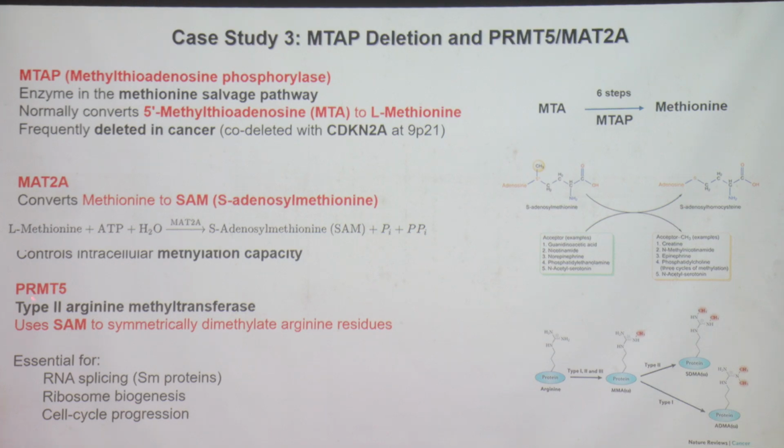Okay, so PRMT5 uses SAM because it is a methyl donor, and look at the arginine side chain. It adds the first methyl group, the second methyl group here, right? It could be a symmetrical or an asymmetrical addition. So now you see three players involved in the same pathway. One is involved in methionine formation, the other converts methionine to SAM, and the third uses SAM. Okay, so that's how the three proteins are linked together.